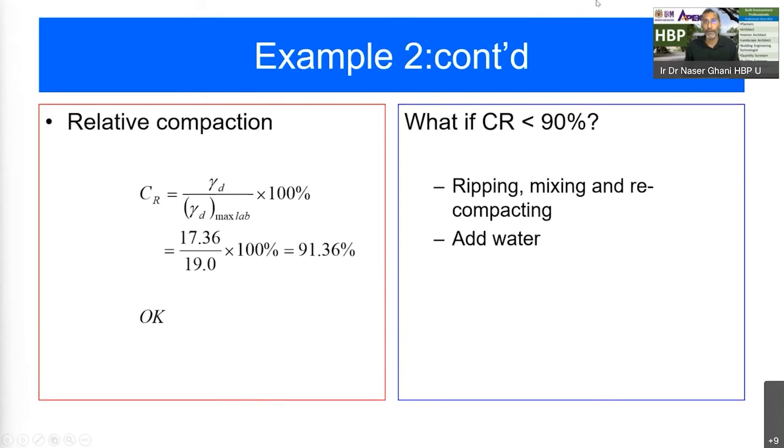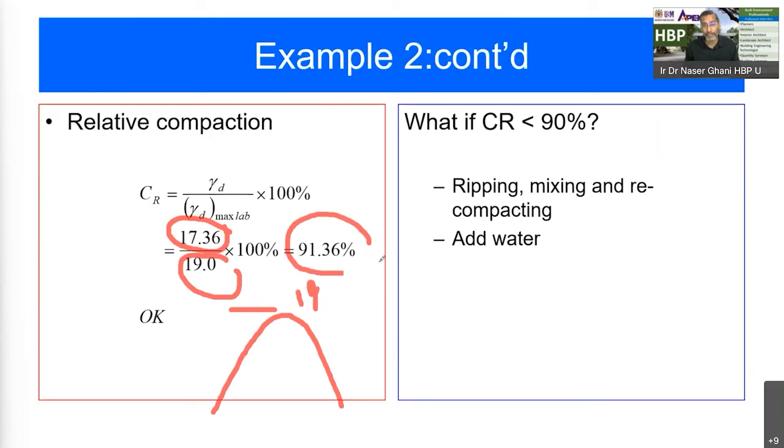The peak of the chart just now, it was 19. So this is 19, and then this is the result from the field density test. If we calculate the relative compaction, it is 91.36. Remember the spec was 90%, so that means the compaction on site is acceptable.